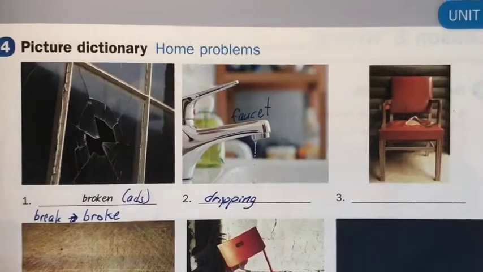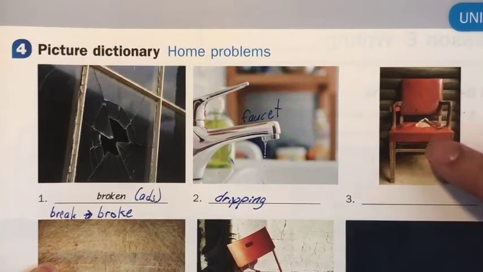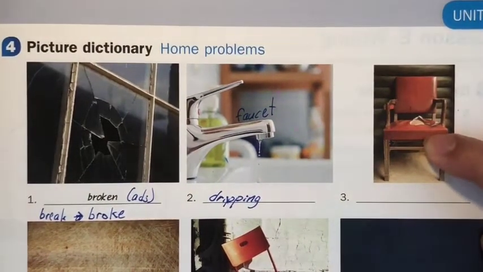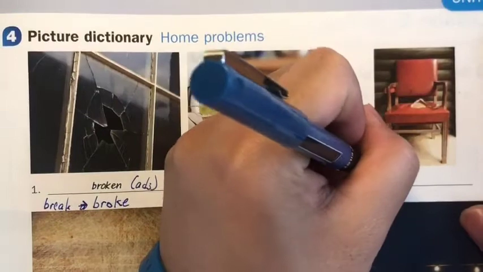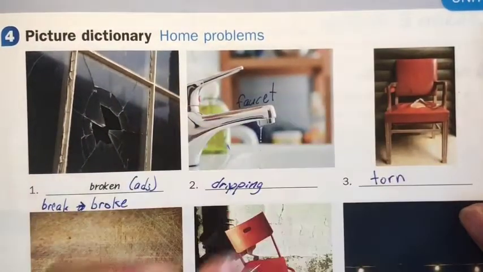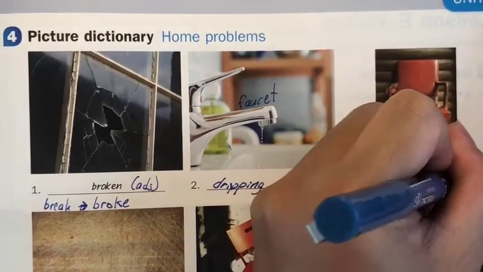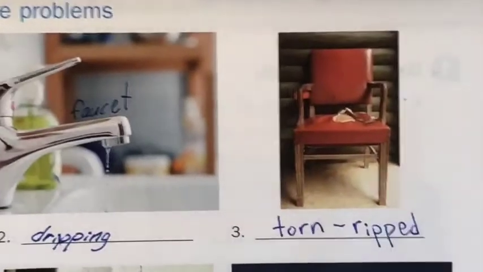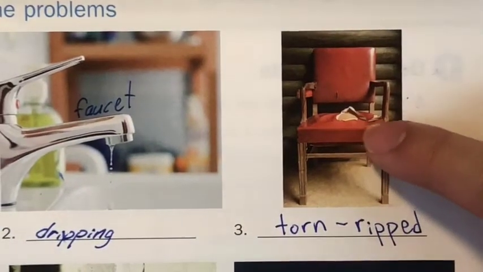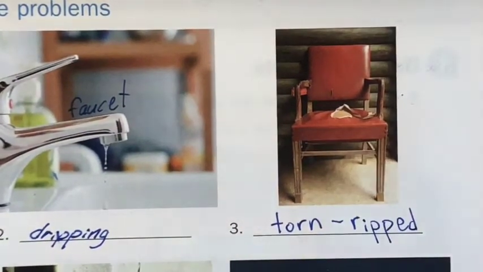Number three, we have a picture of a chair. It looks like it's made of leather, made of skin. And it looks like it's been ripped up. So the word here is torn. Torn or ripped. Torn or ripped. It's the same thing. So the seat here has been torn or ripped. It's not flat anymore. Someone tore it. It's torn. It's ripped.